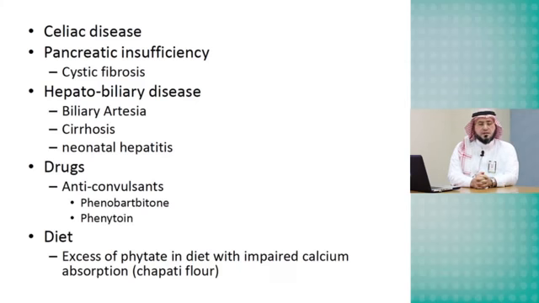Another wrong practice we have recently among our population is eating some sort of diet that prevents the absorption of calcium and iron. For example, eating chapati flour, which is rich in phytate substance. Phytate impairs the absorption of calcium and iron.